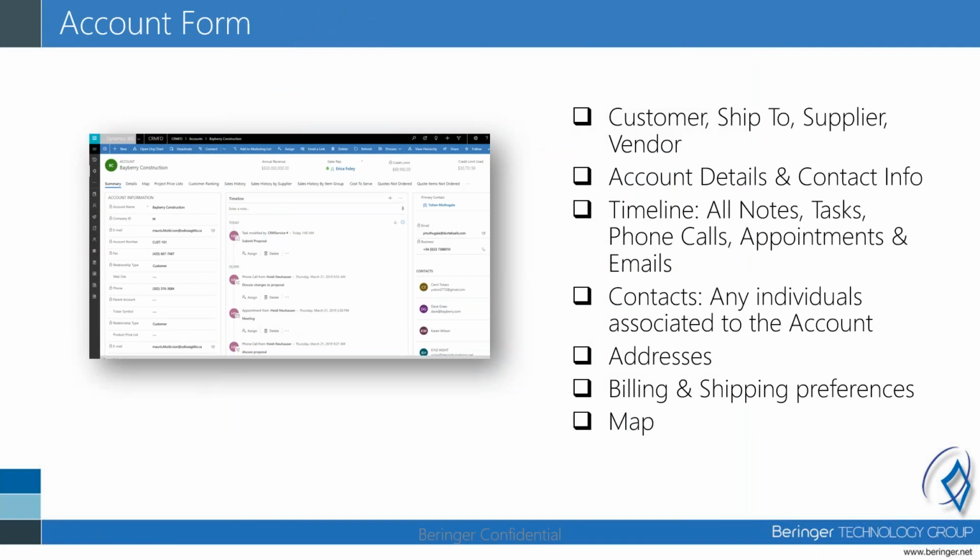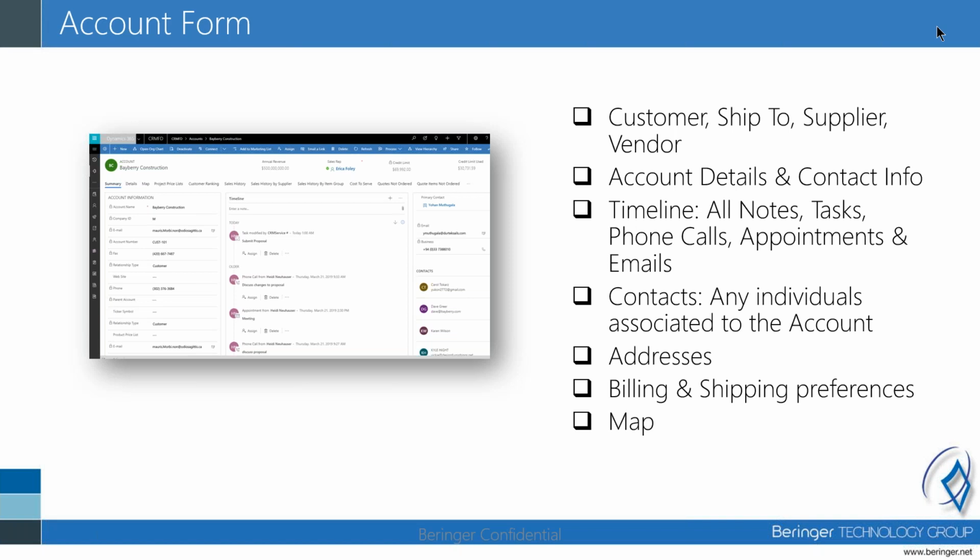When we look at the account form in Dynamics 365, we see many different details about our accounts. An account in CRM for distribution can be a customer, a ship to, a supplier, or a vendor. Accounts can also be prospects or other organizations that you interact with on a regular basis. The account details and contact info for that organization are displayed prominently on the screen.